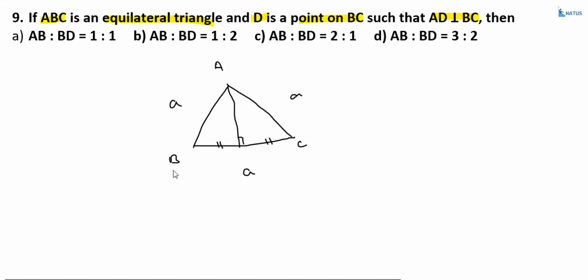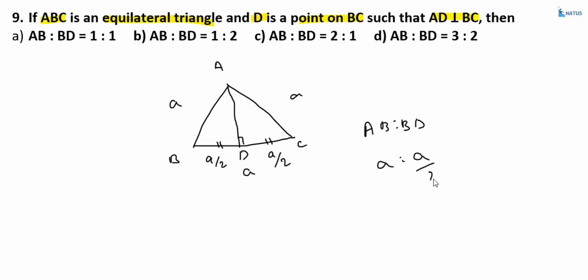Suppose BC is equal to A, and what is BD? That is equal to A by 2, or not? DC is also equal to A by 2. Now, what is the question here? AB is to BD. AB is equal to A, and BD is equal to A by 2. So what is the ratio? That is 2 is to 1. Option C is the correct answer.